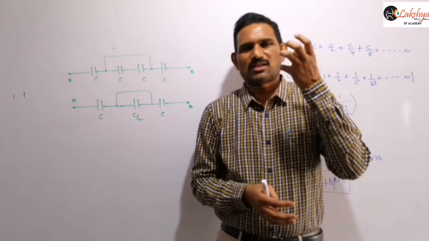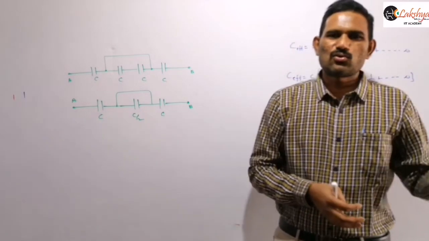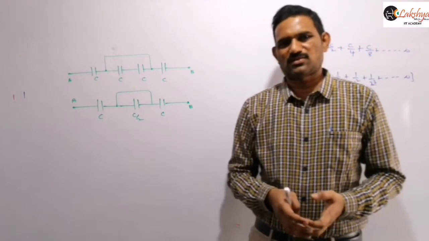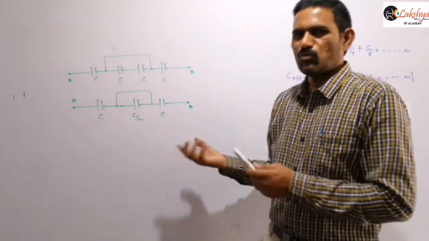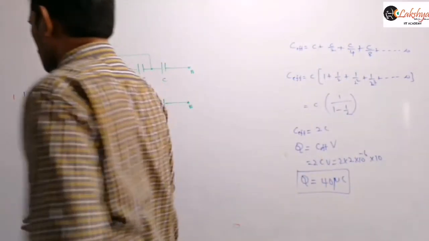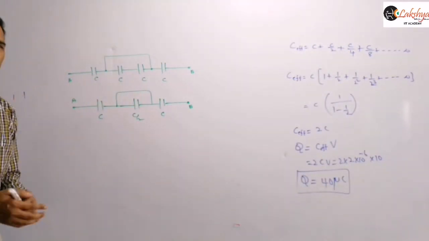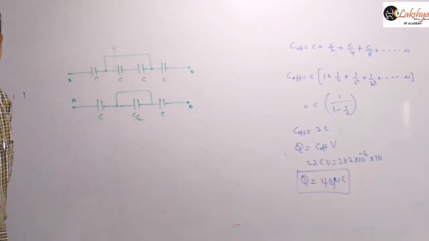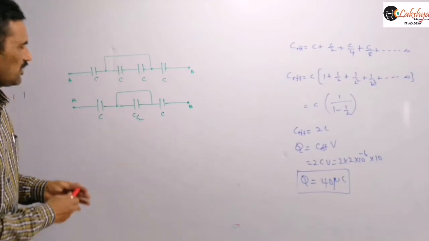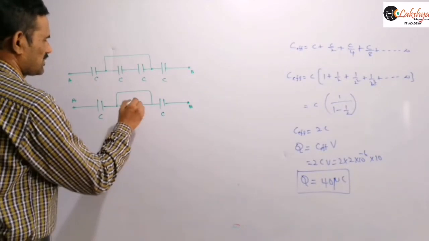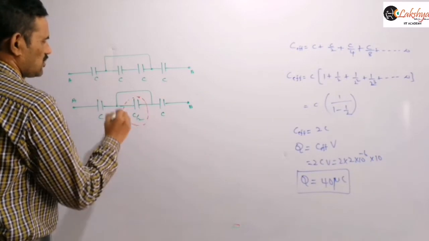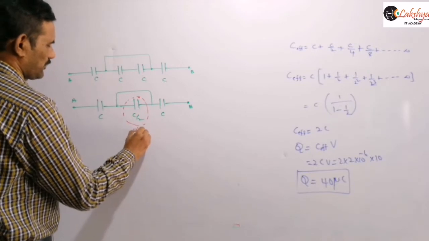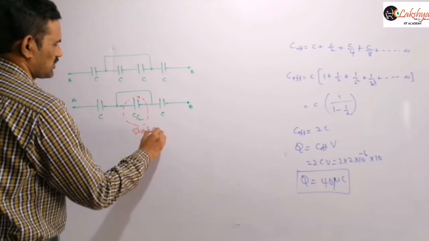Whether the capacitor is present in the circuit or you remove it, there is no difference, right? So you can remove that capacitor here. Even if that capacitor is removed, or even if it is present, there is no effect. And so you can write that this capacitor is ineffective, or this capacitor is short circuited.